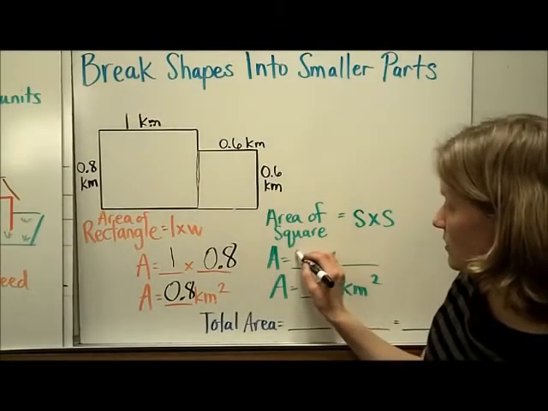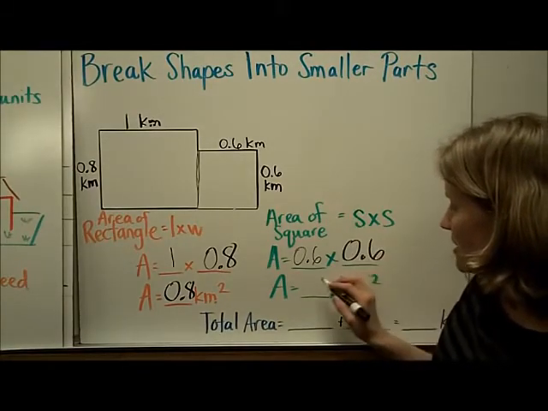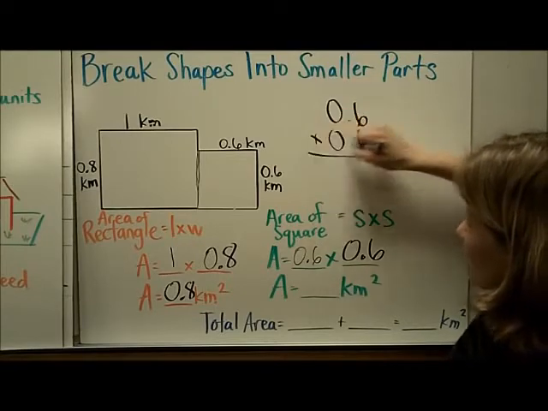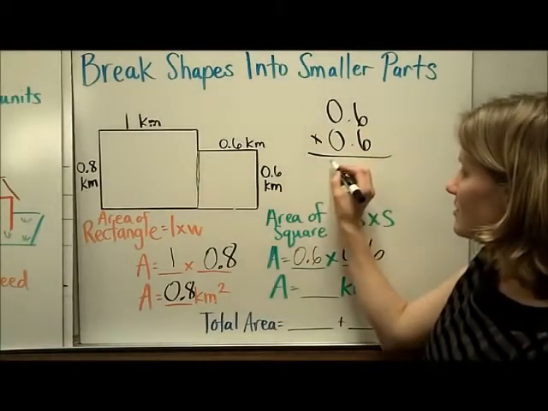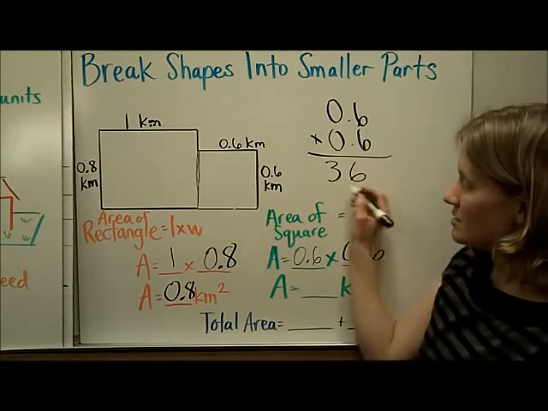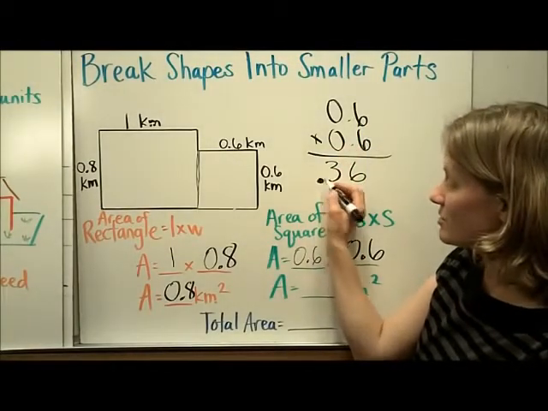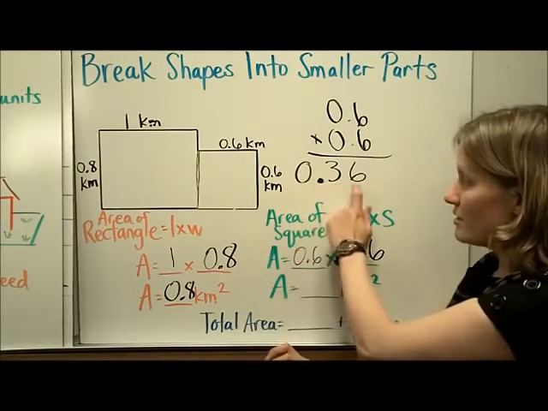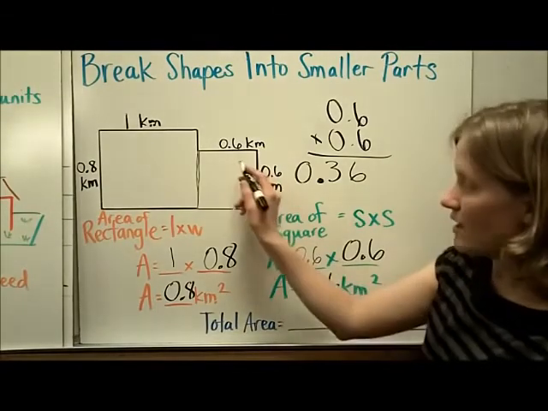So I'm going to do 0 and 6/10 kilometers times 0 and 6/10 kilometers, and then we know for multiplying decimals that at first you just think about it like a regular multiplication problem and you ignore the decimals. So 6 times 6 is 36, and then I have 2 digits behind the decimal place, so I'm going to place my decimal point in the answer so that there are 2 digits behind the decimal point. So this is 0 and 36 hundredths of a kilometer squared is the area of this square.